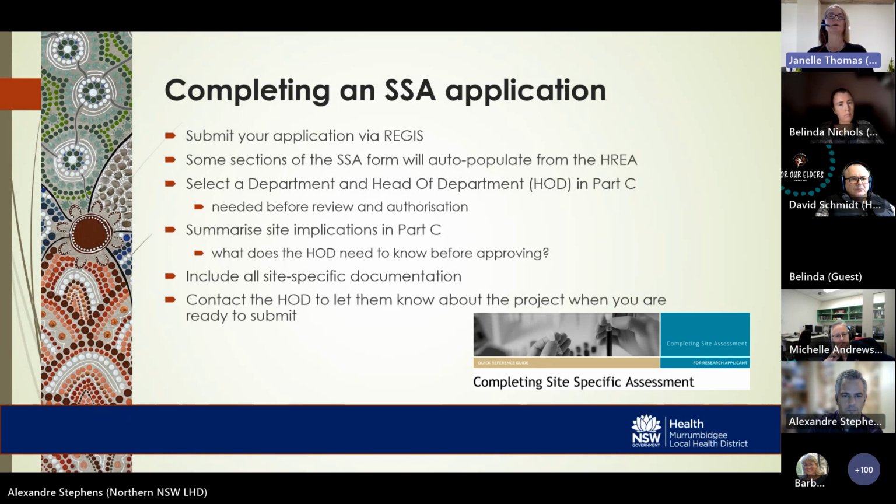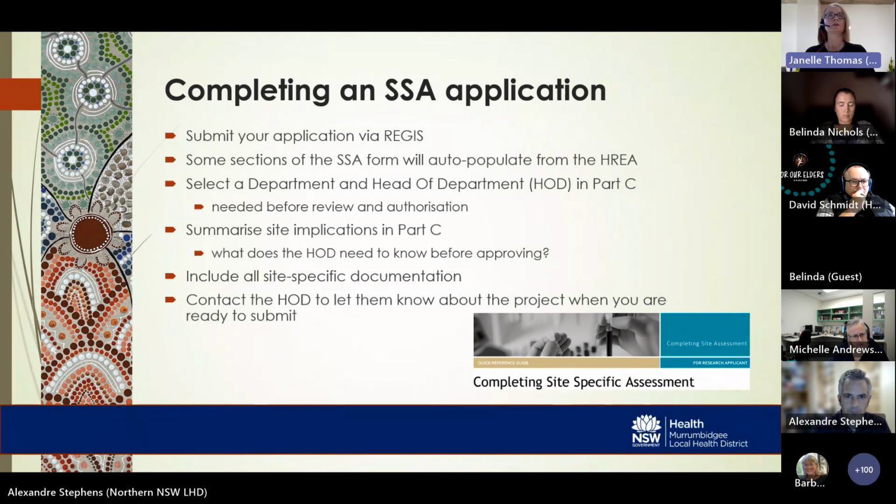A really helpful thing to add into Part C is to just put a quick summary of the site implications for the HOD. What do they need to know before they approve? Might only be 1, 2 or 3 sentences, a few dot points, but it's really valuable to streamline getting signed off by your HOD quickly.